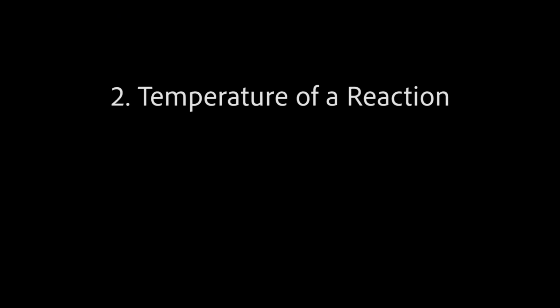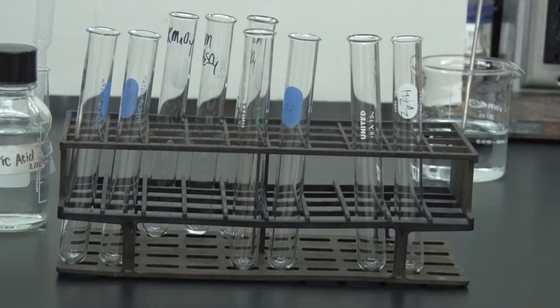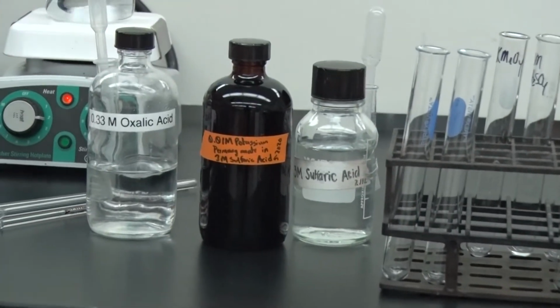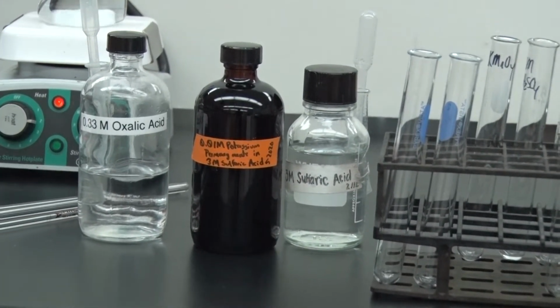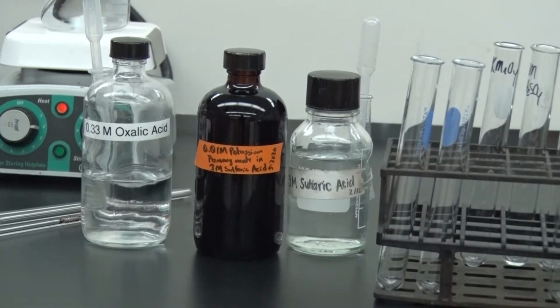All right, so we're looking at factors affecting reaction rates, and we're looking at temperature of the reaction. We're going to look at a reaction between potassium permanganate in sulfuric acid and oxalic acid. So our two reactants are potassium permanganate and oxalic acid. And we're going to look at these at different temperatures. So temperature affects reaction rates.